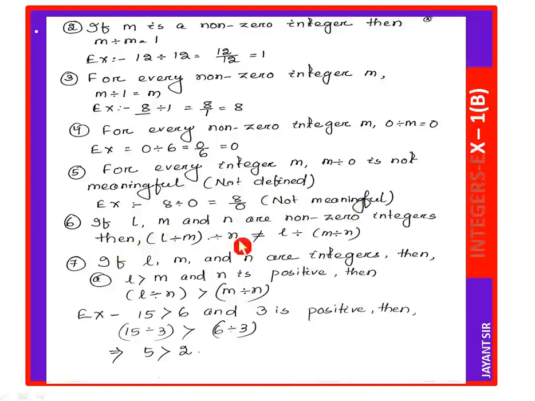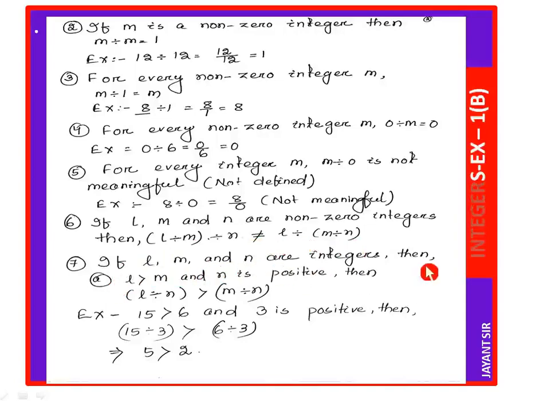Next, if L, M and N are non-zero integers, then L divided by M, divided by N, is not equal to L divided by M divided by N. Observe here: in the first, the first two are in brackets, and in the second, the last two are in brackets, children. Once again, L divided by M in brackets, divided by N, is not equal to L divided by M divided by N with the last two in brackets. You can take an example and verify it.